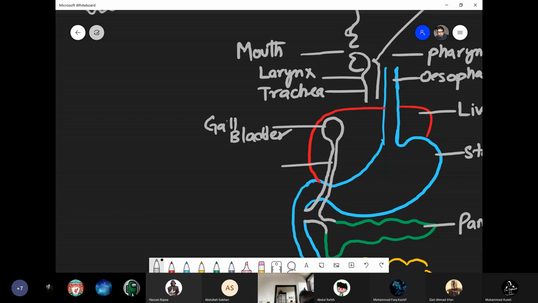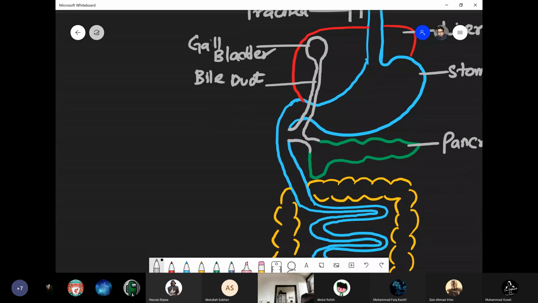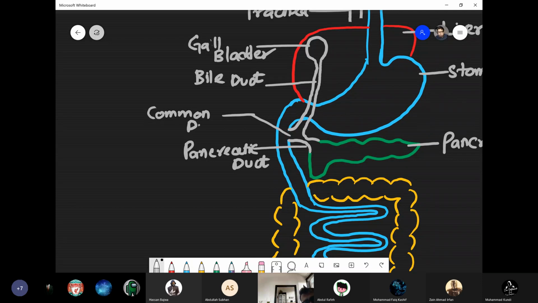And this tube is called the bile duct. Now, if you see from the pancreas, a tube is also coming out. The tube which is coming out of the pancreas is called the pancreatic duct. Then another thing which you observe is that the pancreatic duct and bile duct join together to make one duct. This one is called the common duct.